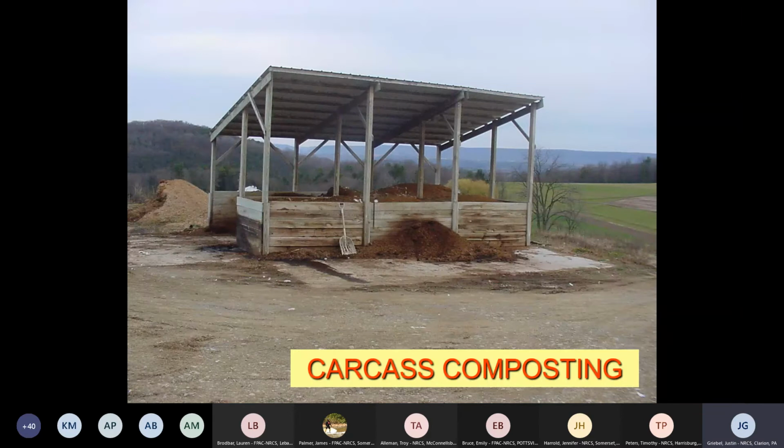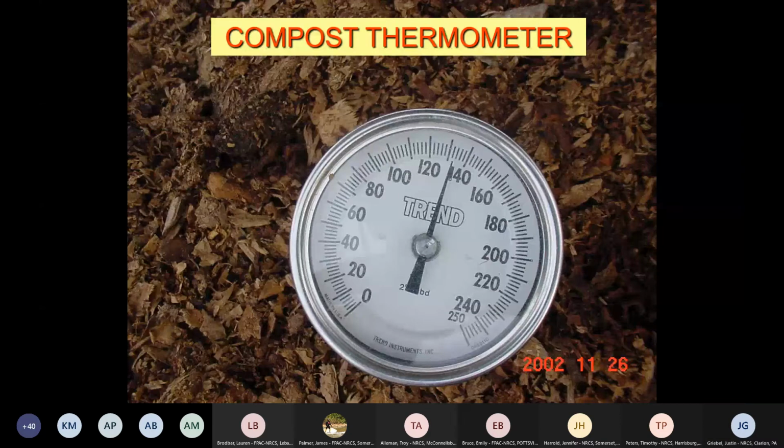And here we have a carcass composting facility. We don't do a lot of those in the West, but NRCS does practice composting dead birds or animals from the farm. Just checking the temperature. It's a compost thermometer there. You need to keep the compost at a particular temperature to keep the materials composting.